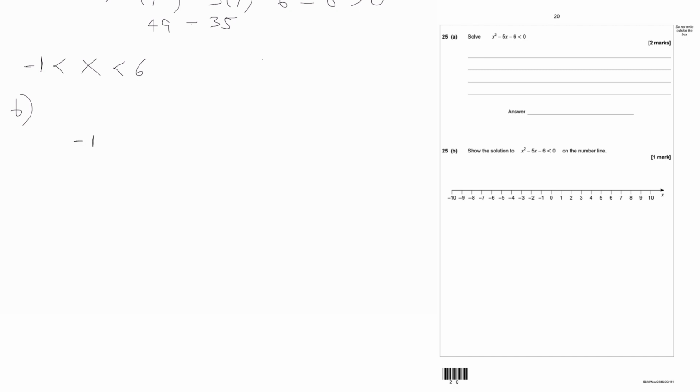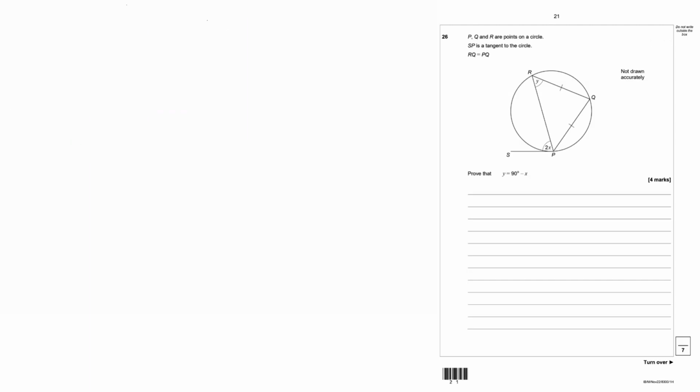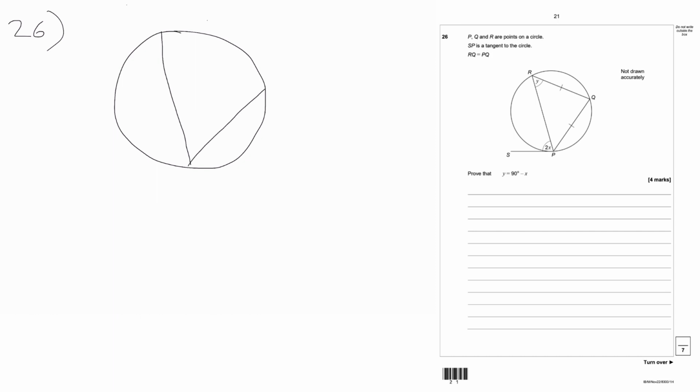So now for part B, to plot this on the number line, we do open circles above minus 1 and 6 and draw a straight line connecting them. Open circles mean that we do not include those values. So moving on to question 26, and we have this circle here, and we have a triangle inside of here, which is as follows.